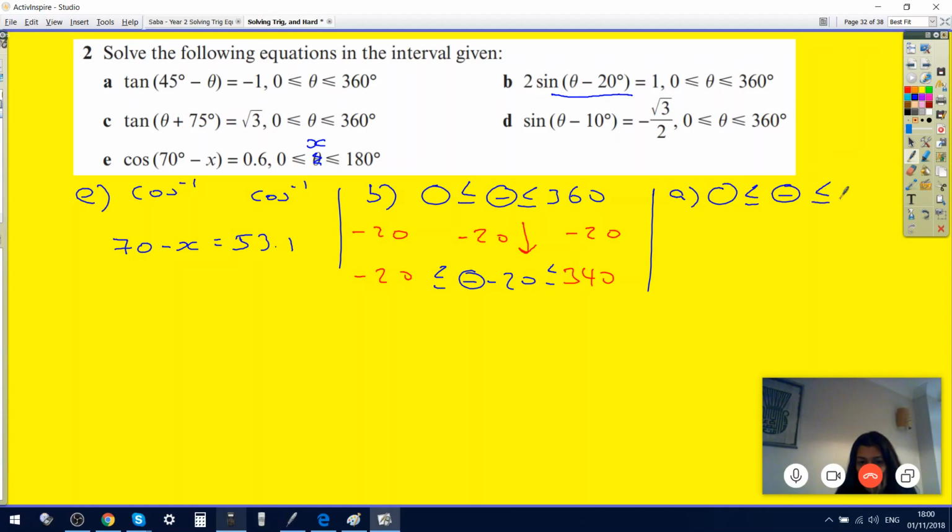So this is part A. 0 to 360, we have to go from that to 45 minus theta. How can we do that? And you can use 2 steps if you like.